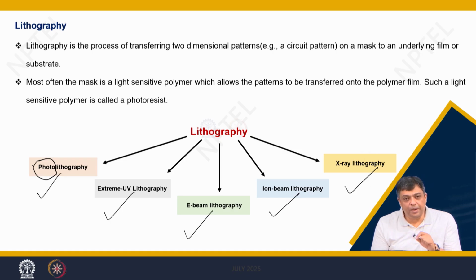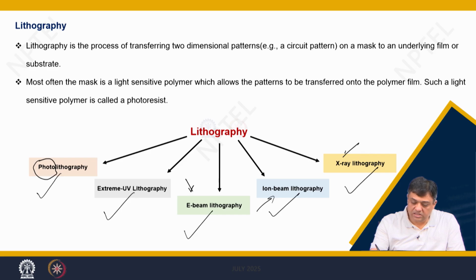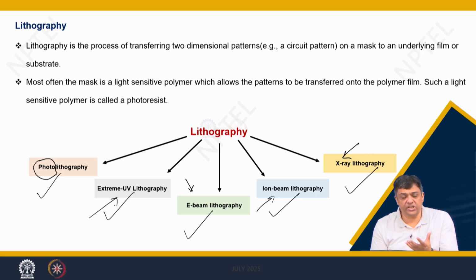The incident beam would be a visible region wavelength. You will have E beam, so it is an electron beam as the incident radiation. Ion beam, it is an ion beam which is acting as the incident radiation. You have X-ray as the incident radiation, or UV as the incident radiation. But the question immediately comes, incident where and for what?